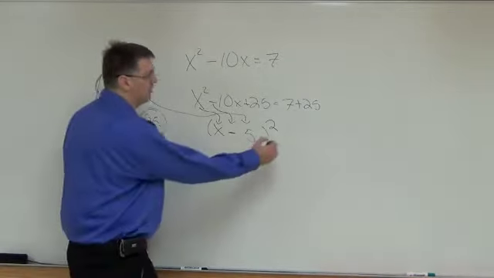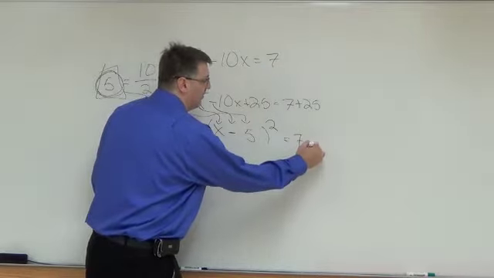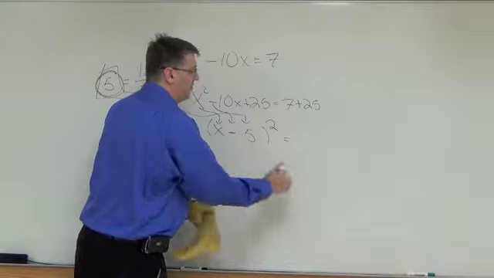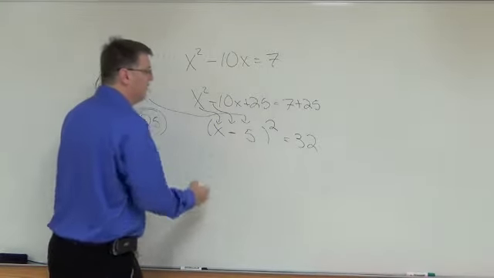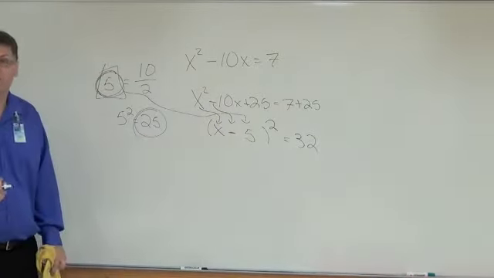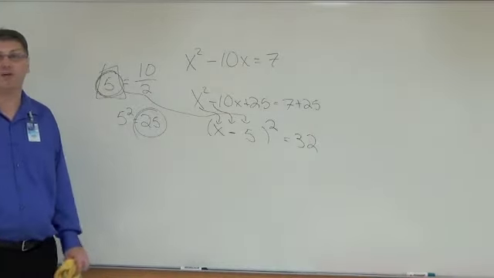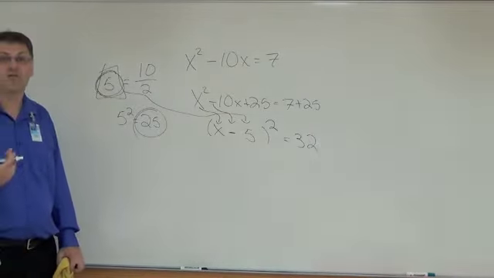And then from there, you just clean up the other side. 7 plus 25 is 32. So it's just basically 32. At this point, you are done completing the square. From here, we would use this information to be able to get the standard form of your conics.